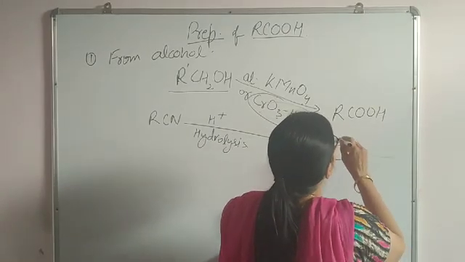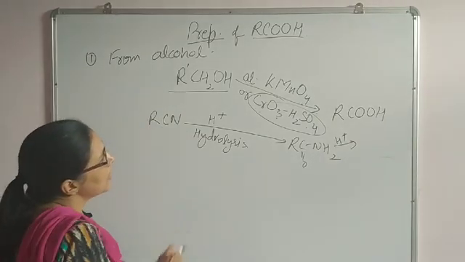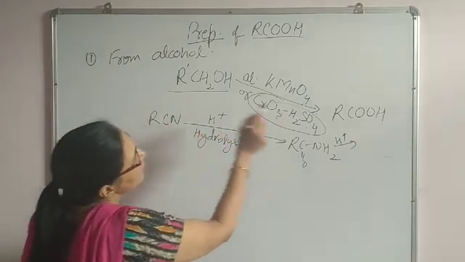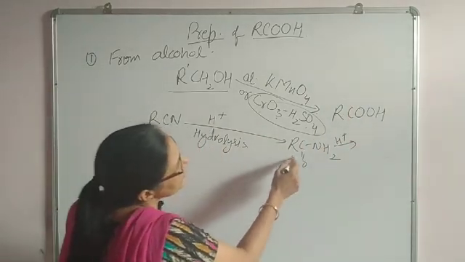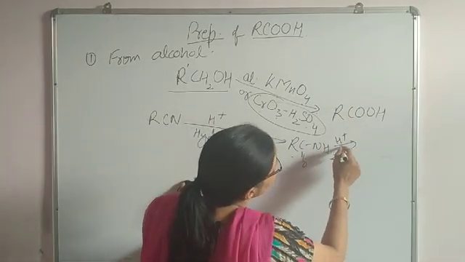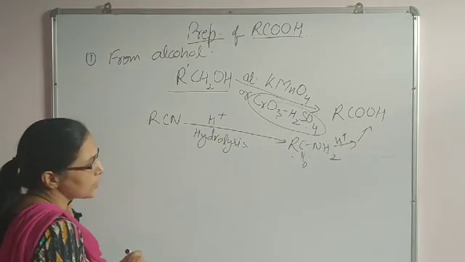Okay. So the next method is when a cyanide compound is hydrolyzed directly. You can prepare RCOOH, and the mid step is RCONH2. Again it will hydrolyze, then there will be formation of RCOOH.